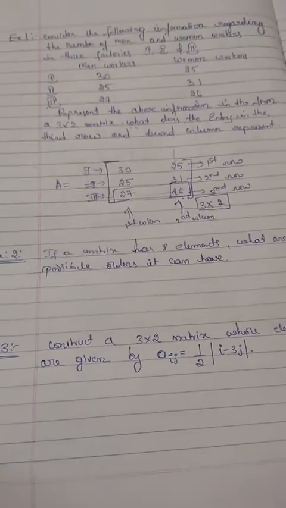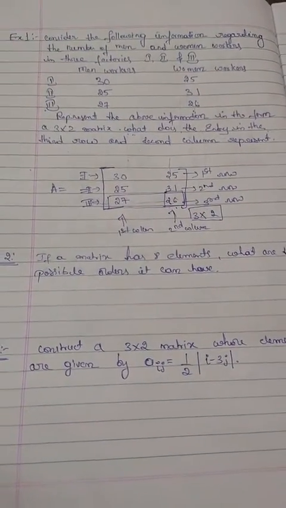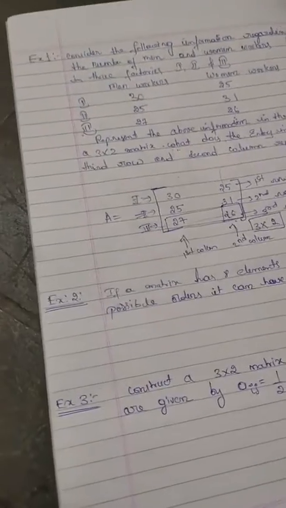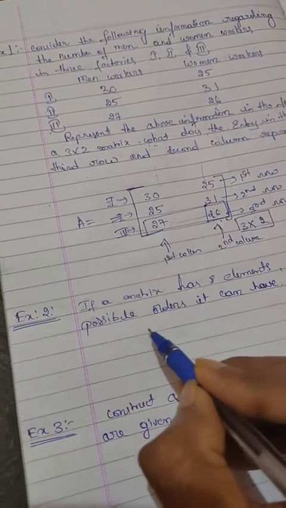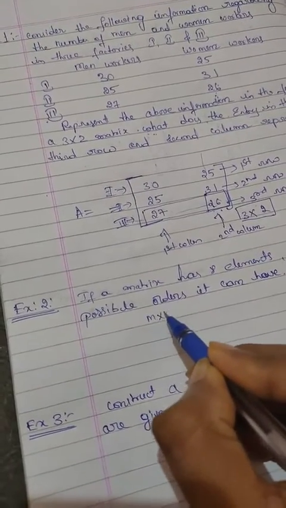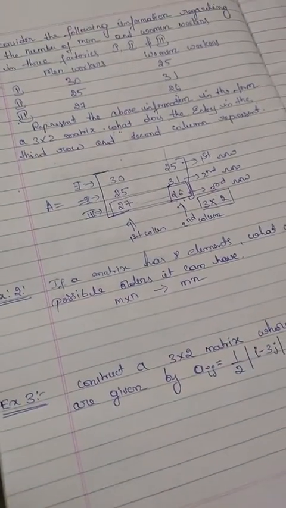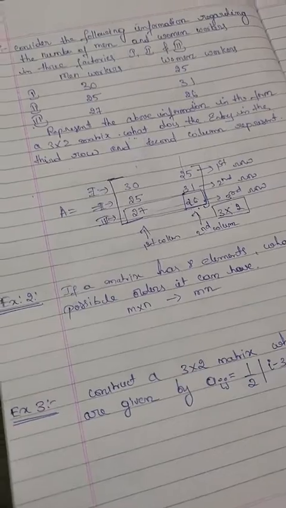Now go through the next question. Second question: if a matrix has 8 elements, what are the possible orders it can have? Already we have studied orders of a given matrix. The order of the given matrix is given by m cross n. Usually we write m into n.